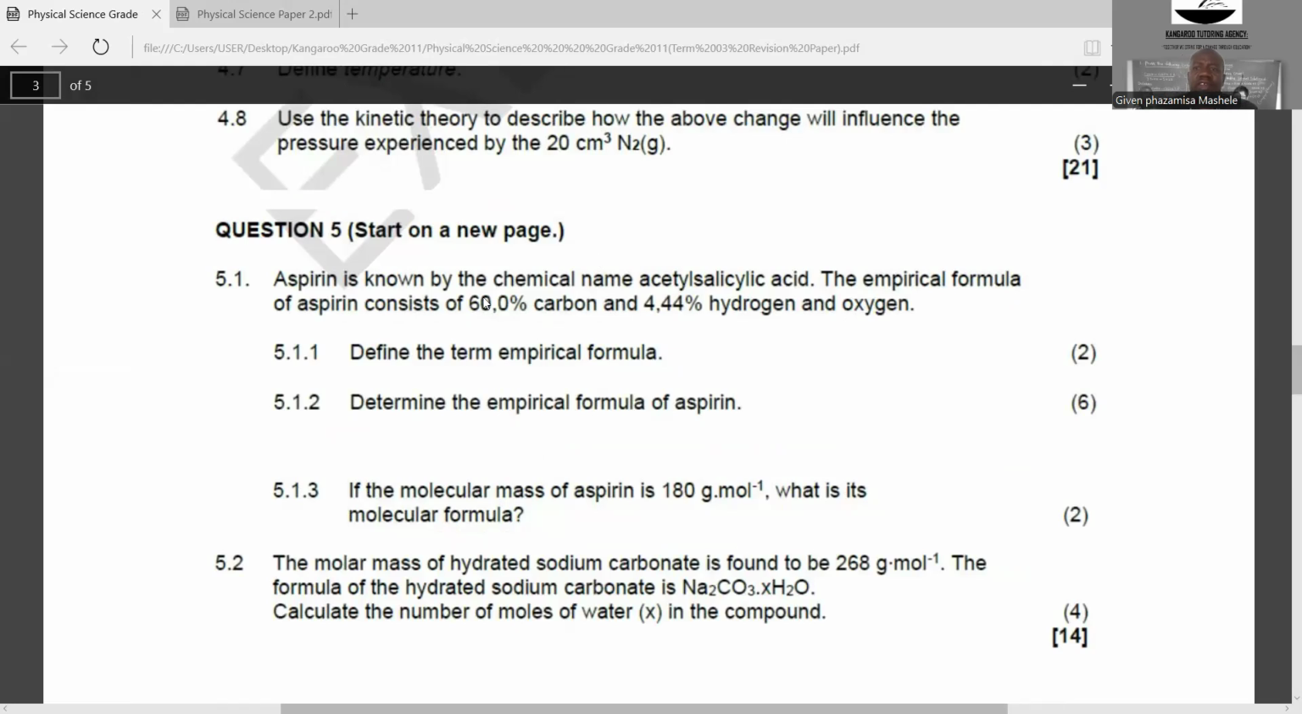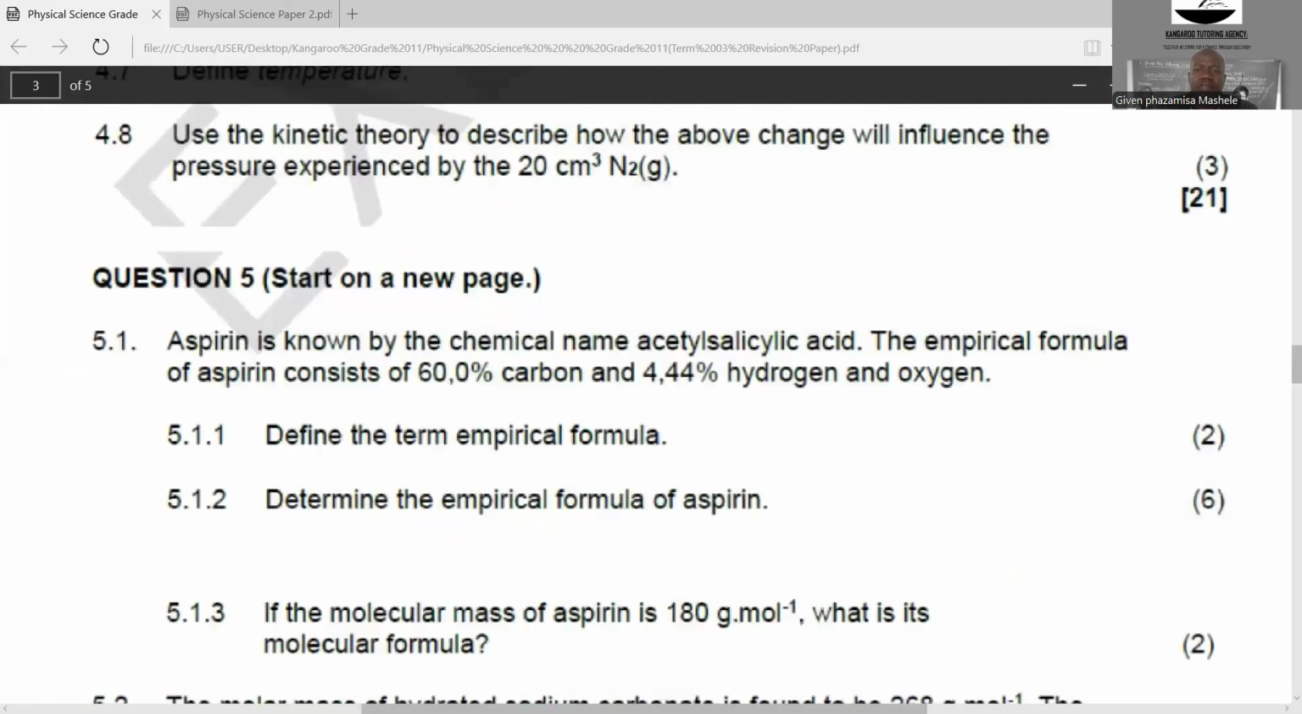Okay, now this is the question. Let me try to zoom in again. From the quantitative aspect of chemical change, we're going to start on question 5. Question 5 reads thus: aspirin is known by the chemical name acetylsalicylic acid. So this acetylsalicylic acid is generally known as aspirin.